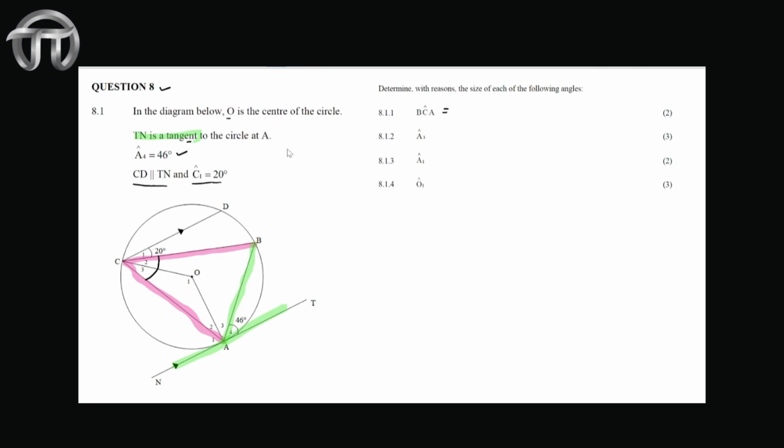So in other words, the angle that is created between the tangent and the chord, this 46 degrees, is equal to the opposite interior angle up there. In other words, BCA, referring to C2 and C3 combined, gives us 46 degrees. That is the angle between the tangent and the chord. So BCA is equal to 46 degrees. We call this the tan-chord theorem, the angle between the tangent and the chord. So, tan-chord theorem.